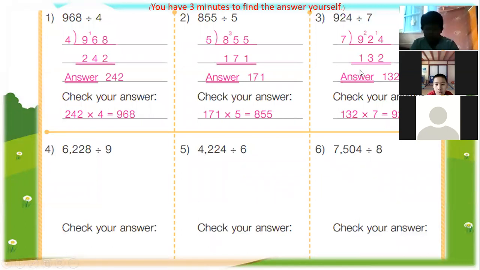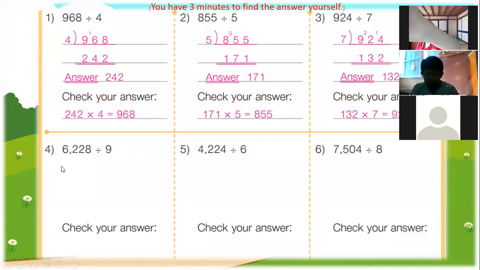So we have the quotient 132. Now if we check the answer, 132, the quotient, multiplied by the divisor 7 is equal to 924. Okay, question number 4.